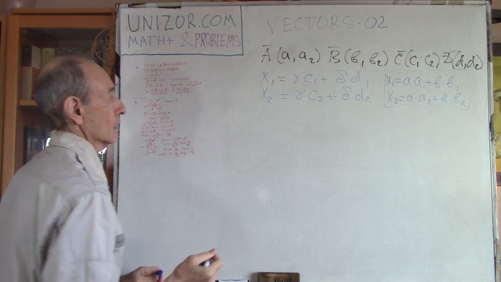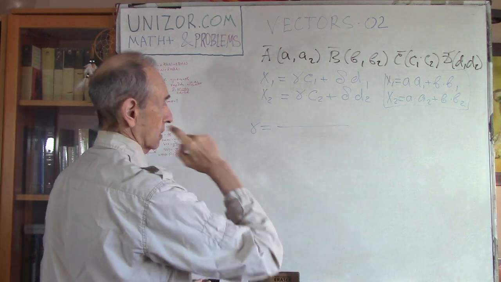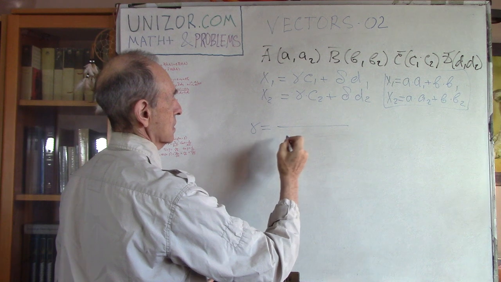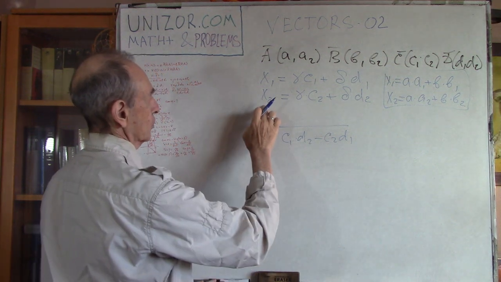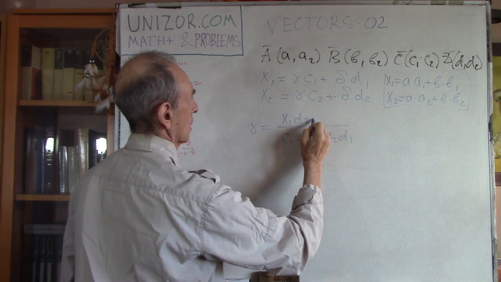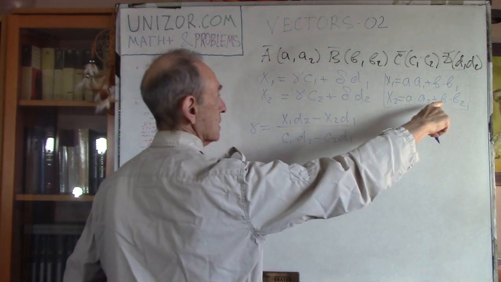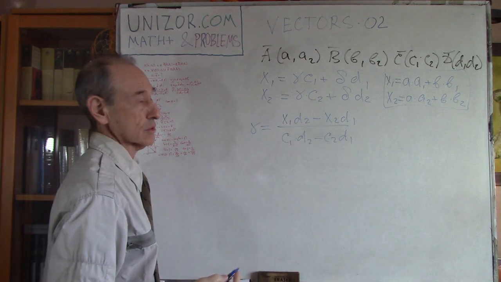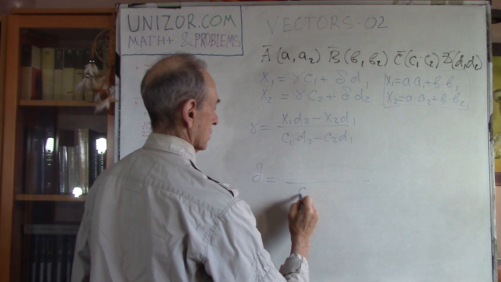So, what's the solution? Well, the solution is gamma is equal to, in the bottom we will have the determinant of the matrix, which is c1 d2 minus c2 d1. Then if we put this instead of this, we will have x1 d2 minus x2 d1, where x1 and x2 are these things. I can actually put the expressions here, it's just shorter to do it this way, but basically that's what it is. And delta is equal to the same determinant of the matrix.